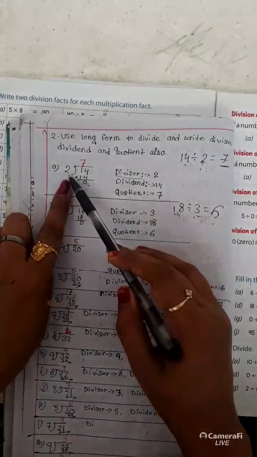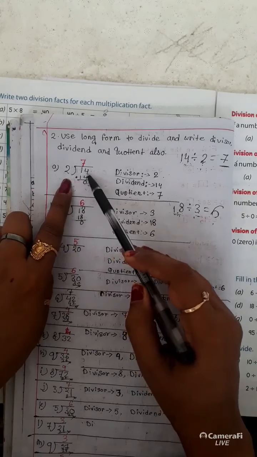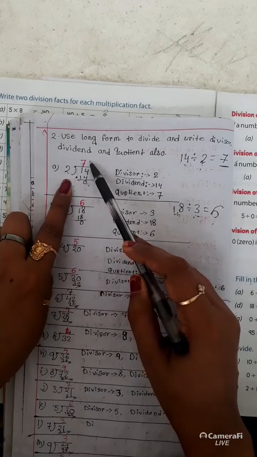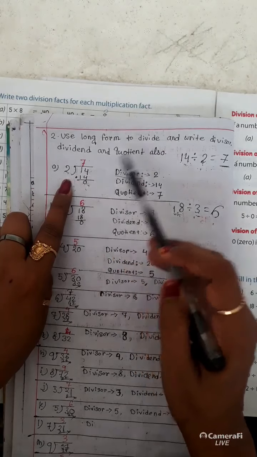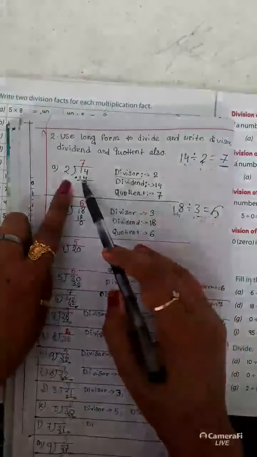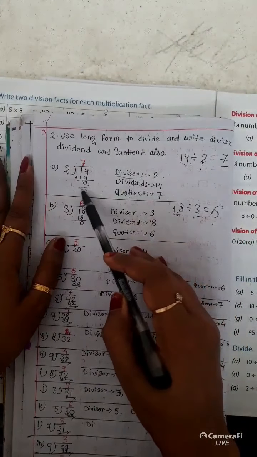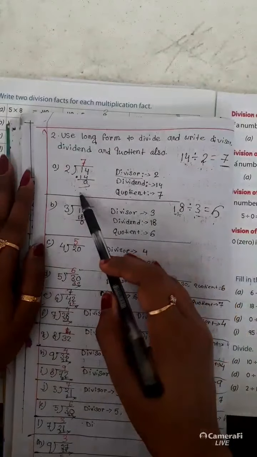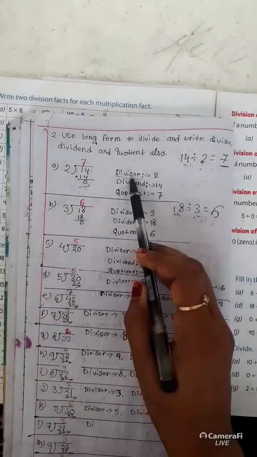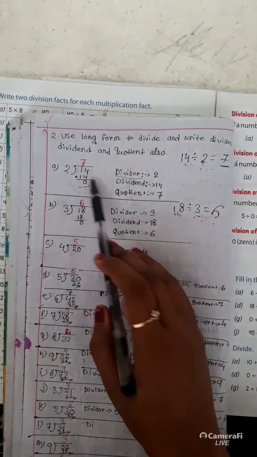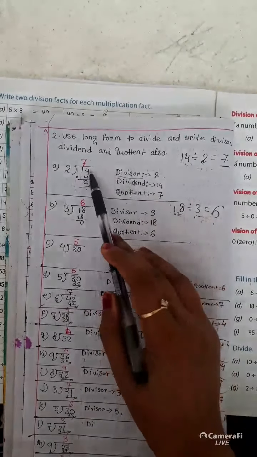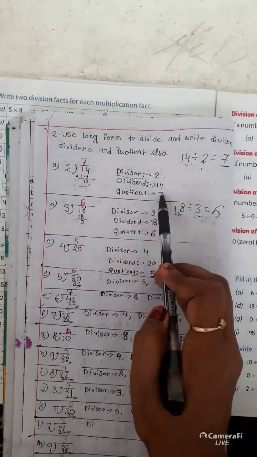You see, I have written divisor, dividend, quotient, and this is a remainder. The remainder is not written, but just for your knowledge I am saying, the last one, whatever will be last, that will be remainder. So here divisor is what? Here divisor is 2. Dividend is 14 and quotient is 7.